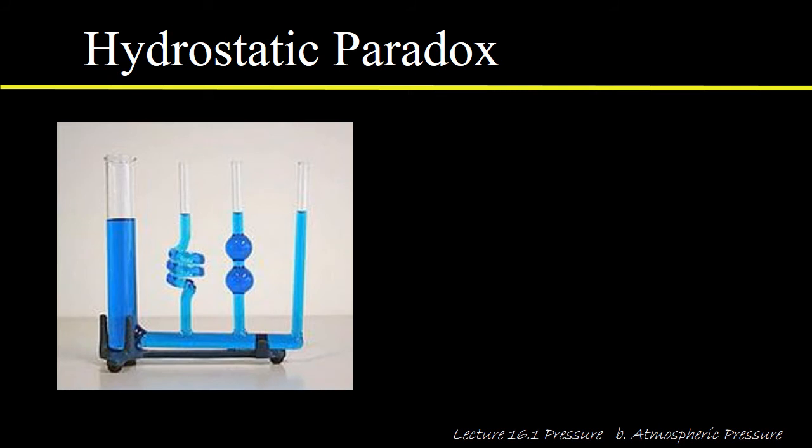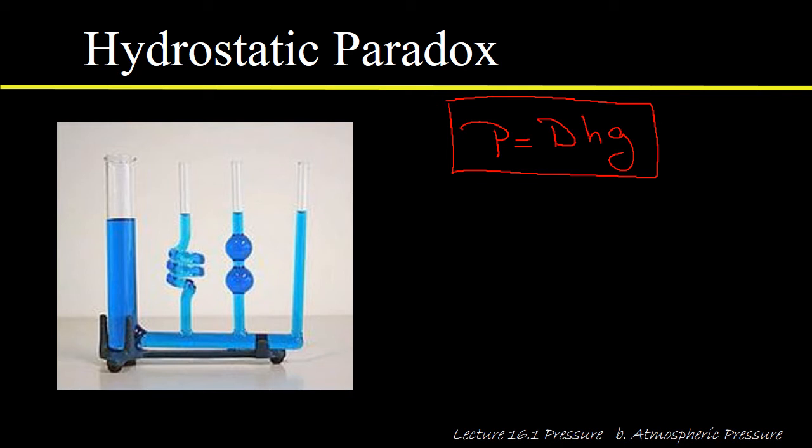So the neat thing about this equation is that it doesn't really matter what the liquid looks like. This equation works, and the only thing that's important is the density of the fluid and the height or the distance from the surface. So this is a neat picture that shows up in physics books. They call it the hydrostatic paradox because it seems really counterintuitive.